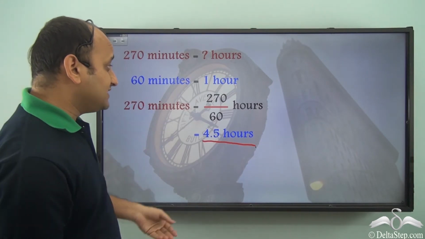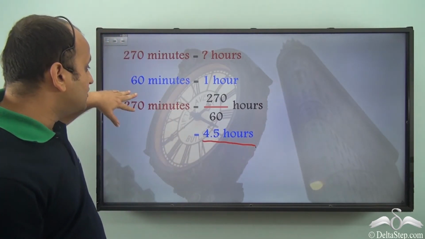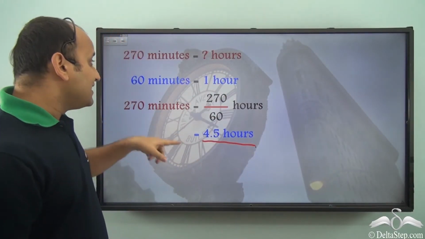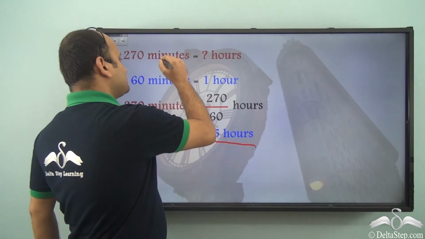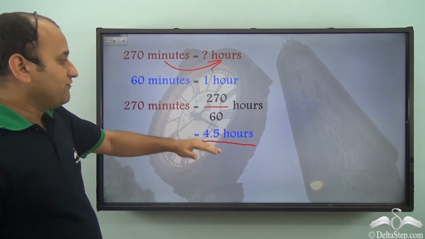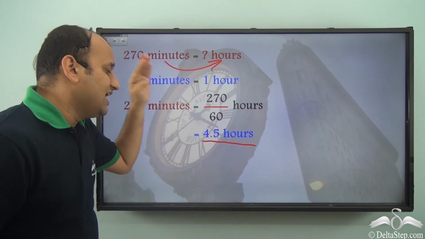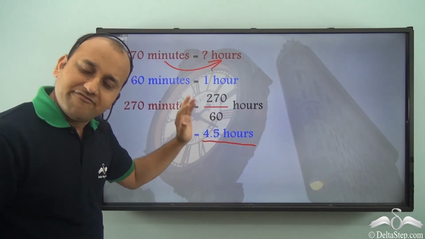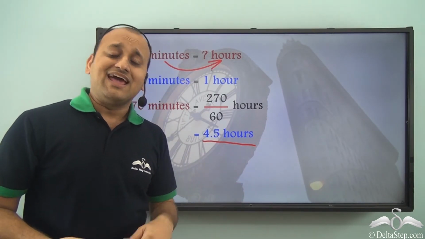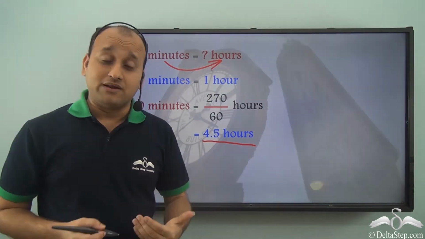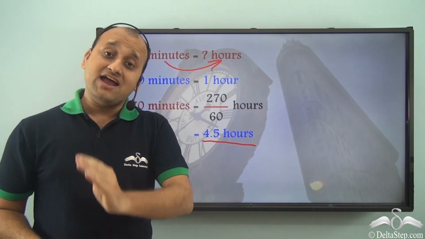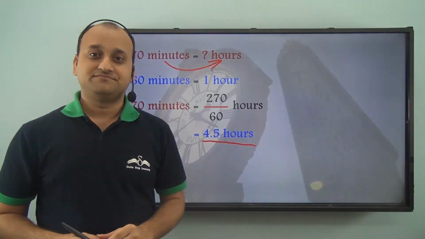So how did we find this? Because we had the conversion rate, which is 60 minutes is equal to 1 hour, and since we were converting from smaller unit to larger unit, so we divided. So we divided 270 by 60 and we got 4.5 hours. So this is how you can use the conversion rate and you can solve a number of problems related to conversion of hour to minutes and minutes to hours.